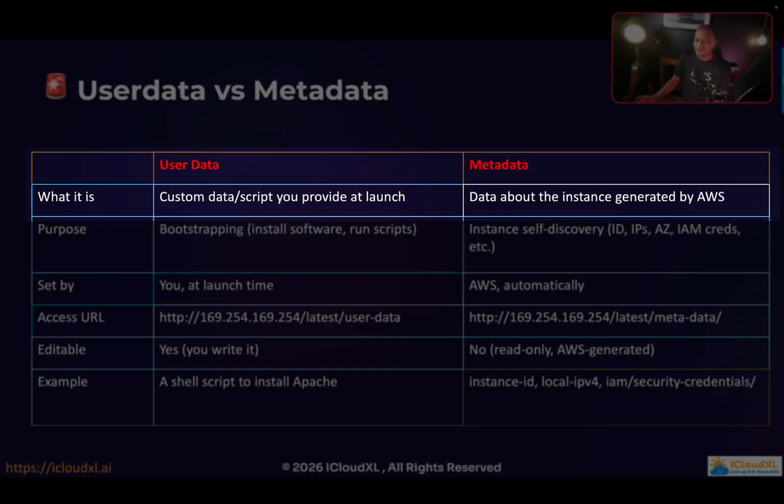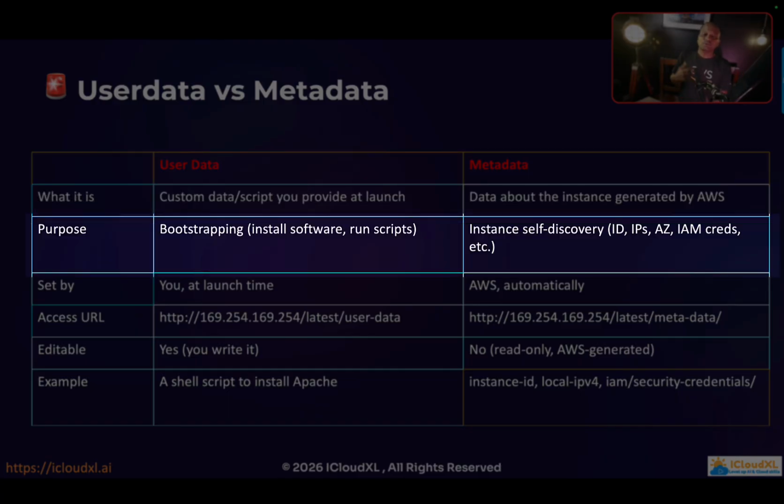So here is the difference between user data and metadata. It's very critical to understand. User data is basically custom data or a script you provide at launch. Let's say I want to build a web server. You can run, execute, or set up commands, and you can put them in user data. But metadata is the data about the instance: availability zone information, private and public IPs, right?